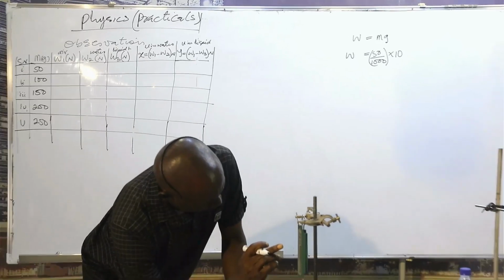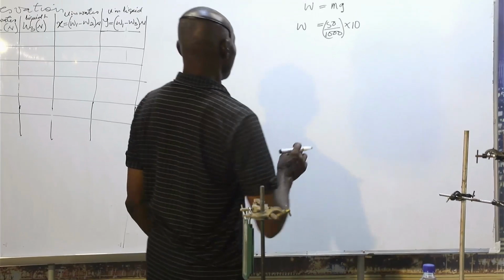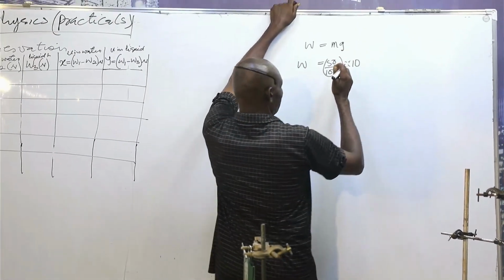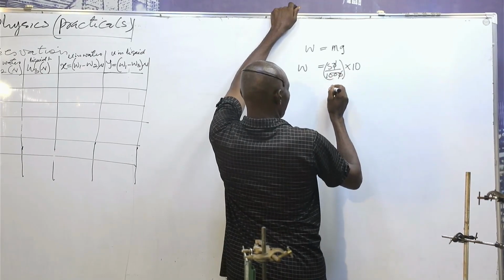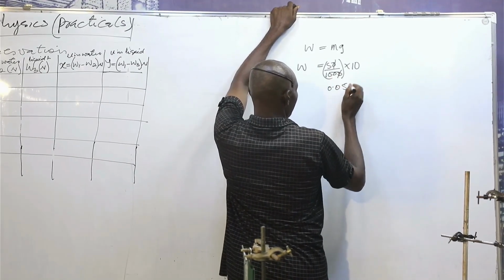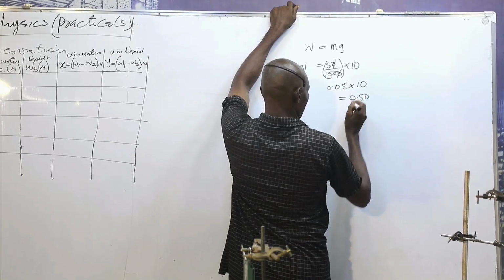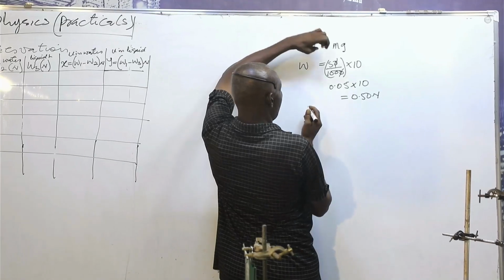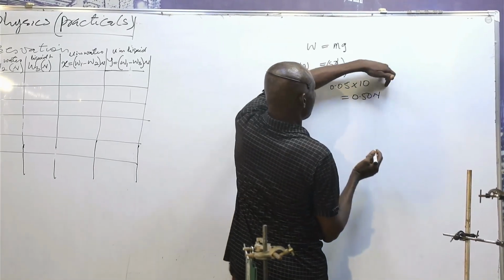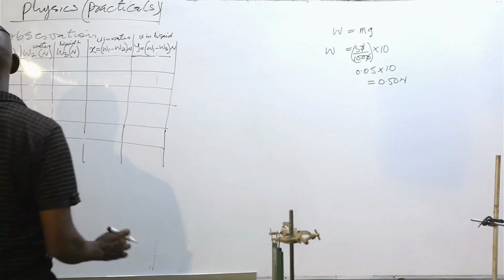What is reading now is 050, meaning, let's find out from here. 50 divided by 1000 will give me 0.05. Multiply by 10 is equivalent to 0.50 Newton. So this is now weight. That 50 grams is now converted to weight. That's exactly what we observe from here.